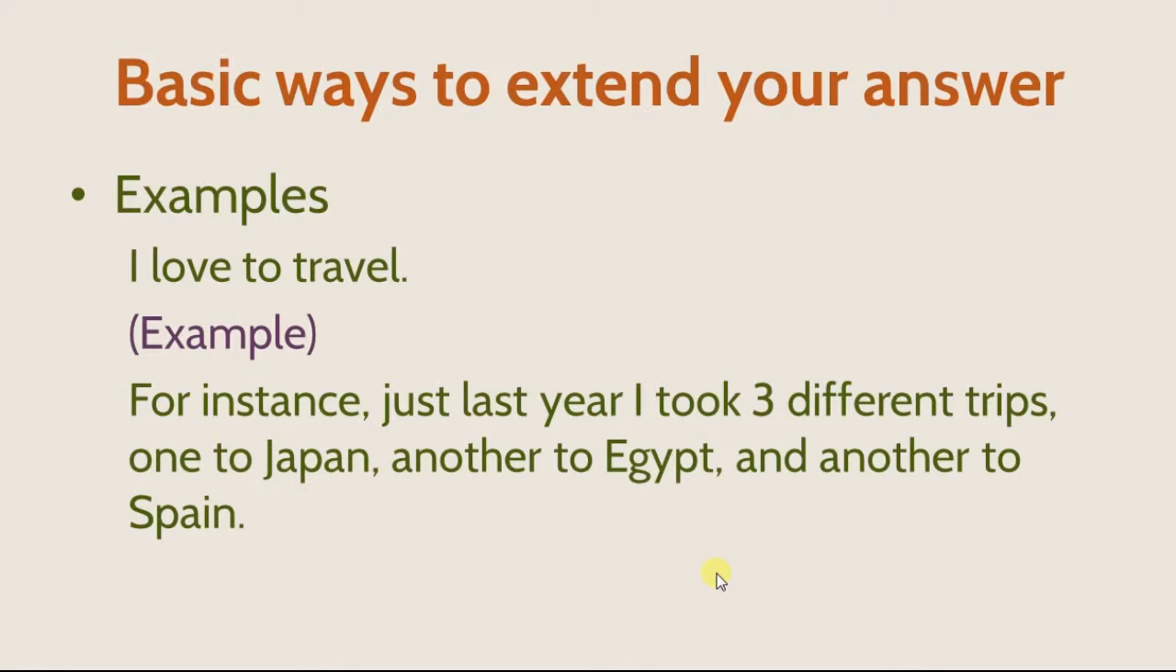And you could develop this thought as well. Ask yourself why. Why did you go to Japan? Right? Why did you choose Spain rather than another European country? Okay. Why did you go to Egypt? What did you want to see there? Okay. So use the example and then keep building from there.